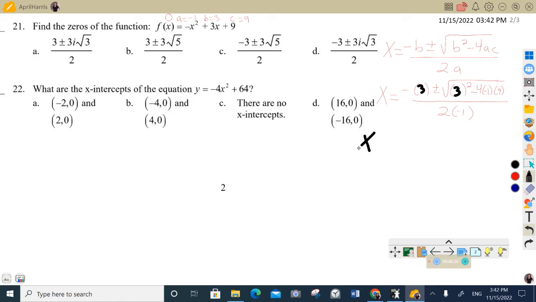So we have the negative of 3 is negative 3. 2 times negative 1 is negative 2. Plus or minus the square root of, I'm going to type in all this in my calculator. So 3 squared minus 4, parentheses, negative 1, parentheses, 9. And I get 45.